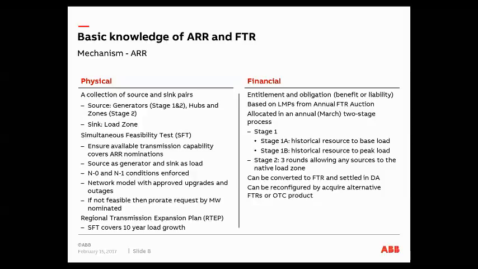On the financial side, like I mentioned earlier, it's either going to be an entitlement or obligation. It's based on the LMP from annual FTR auctions. Allocated in a two-stage process: Stage 1 and Stage 2. Stage 1 has two parts, A and B. 1A covers base load, 1B covers peak load. And Stage 2 will be 3 rounds, allowing any source to be nominated to the native load zone.